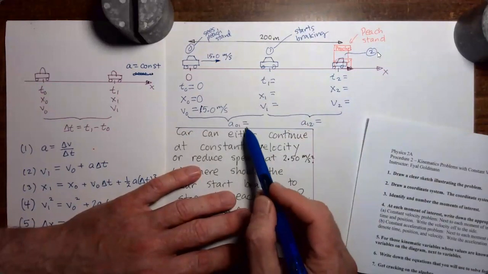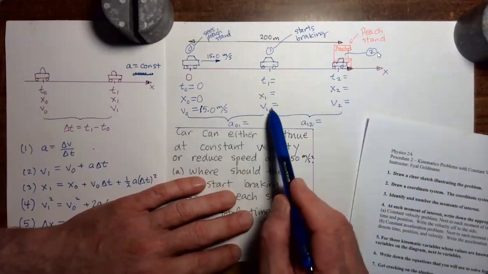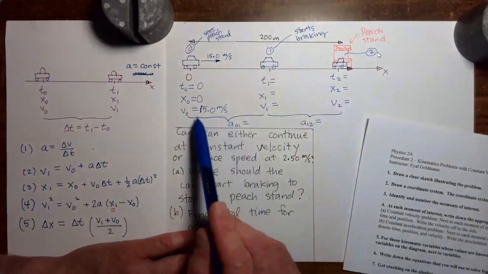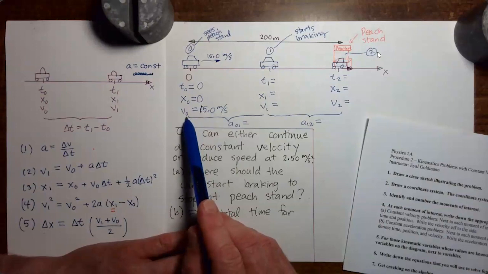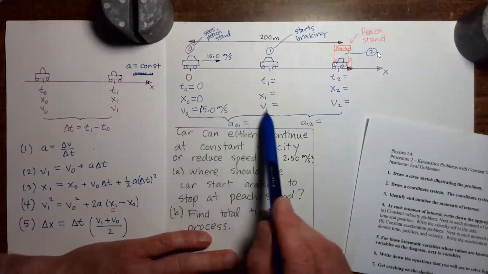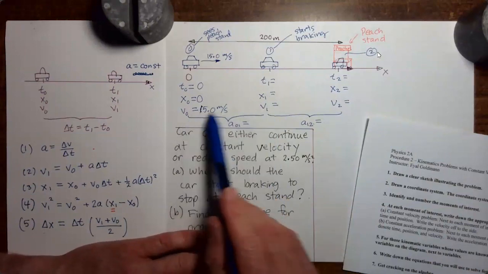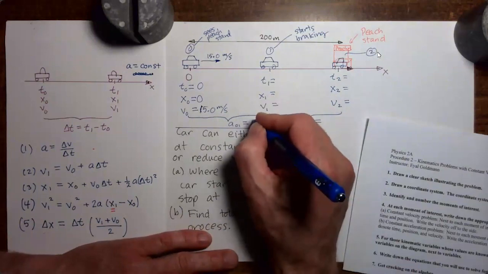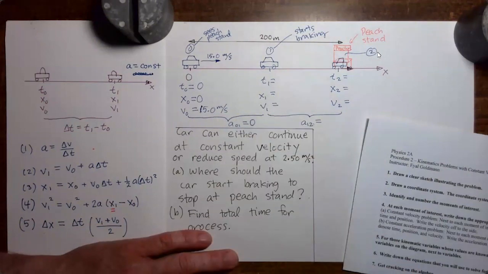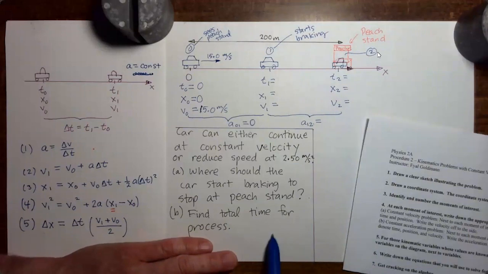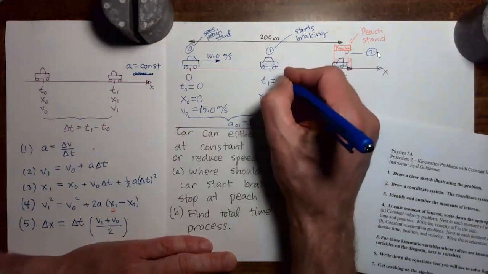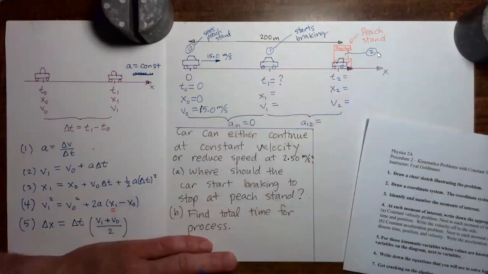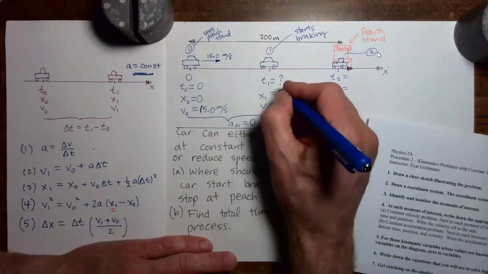Now, how about the acceleration between moment 0 and moment 1? Well, the car is moving at a constant velocity between moment 0 and moment 1. So if the velocity is constant, then the acceleration would be 0. We can put that in. Now we can come to moment 1. Now, the time at moment 1, not given. The position at moment 1, not given.